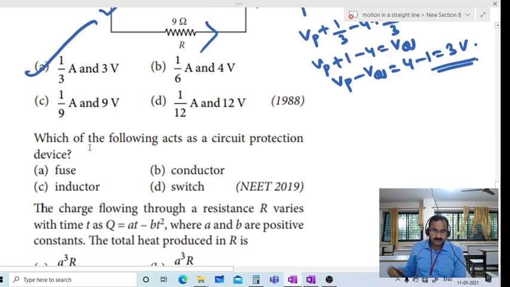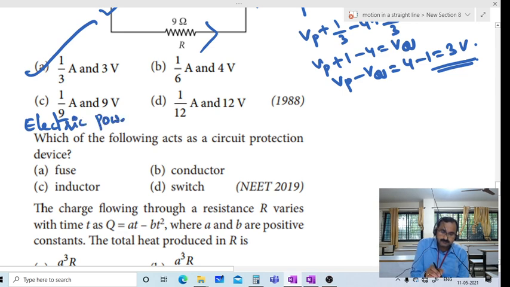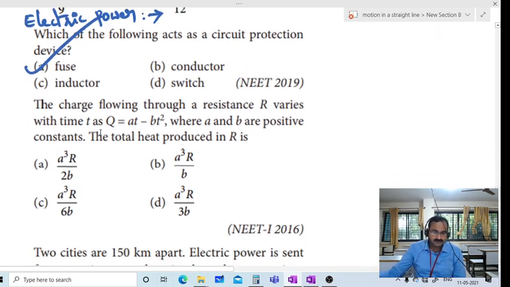So these are electric power based questions, electric power based previous questions. Which of the following acts as a circuit protection? Everyone knows that one. What is that? A fuse wire only, no? That is what we are taking, the fuse.